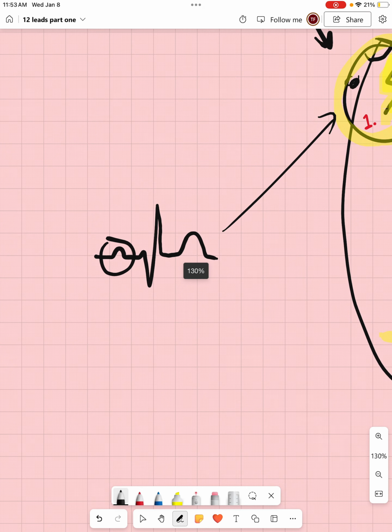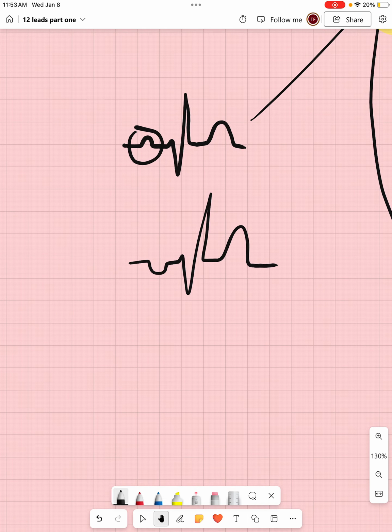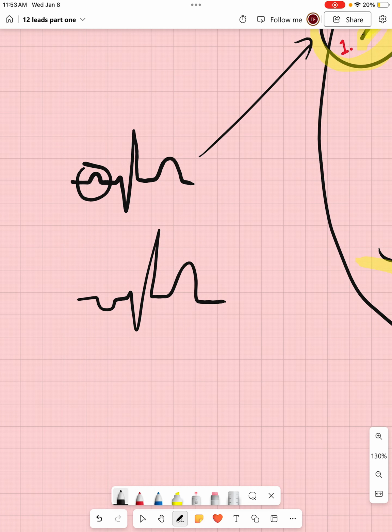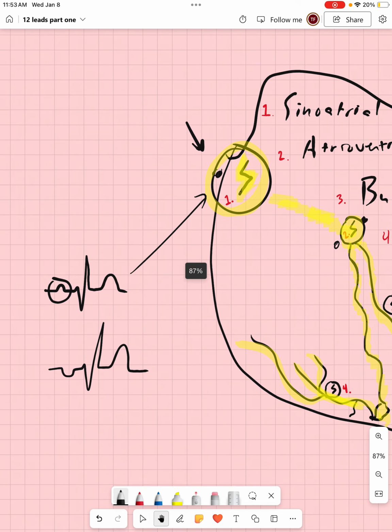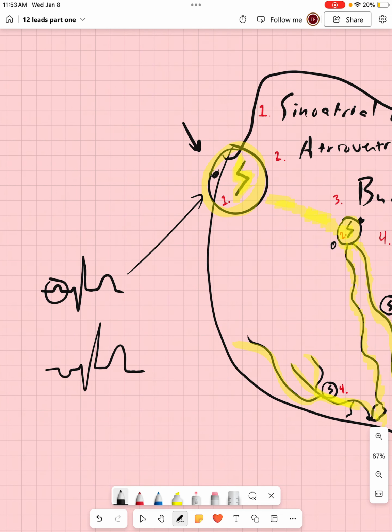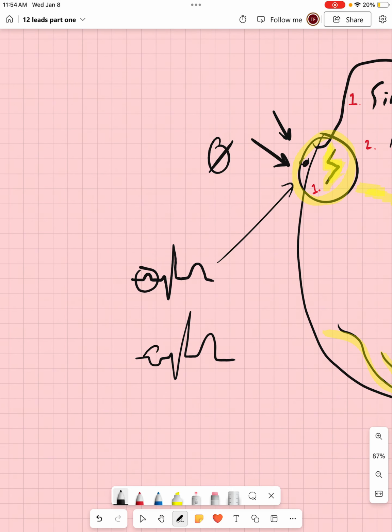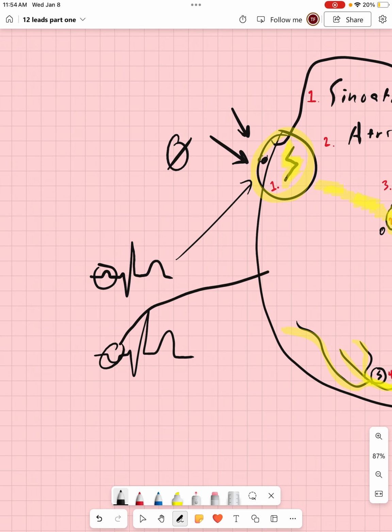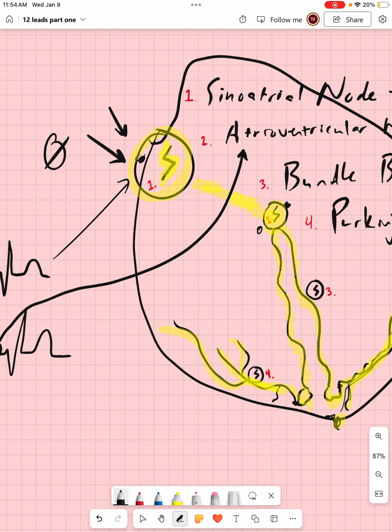But what if we had a P wave that went like this? Well, that's upside down. It honestly just looks like it's flipped. But that indicates that it's not coming from our SA node. That's a clue to me that this is not working correctly right now. And where it is originating is actually our number 2, our AV node.